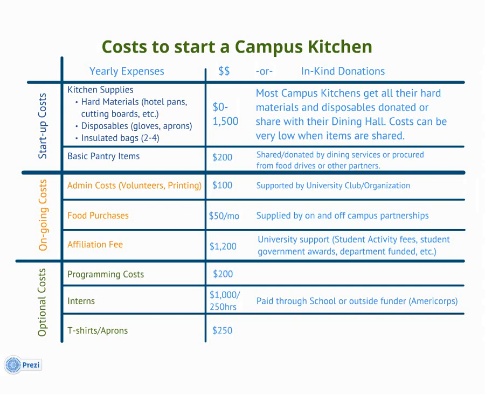So most kitchens get their disposables and hard materials like pots and pans and spoons. They're able to share those or have those donated through the dining service provider that they're working in. So costs might only be investing in some insulated bags for transportation.